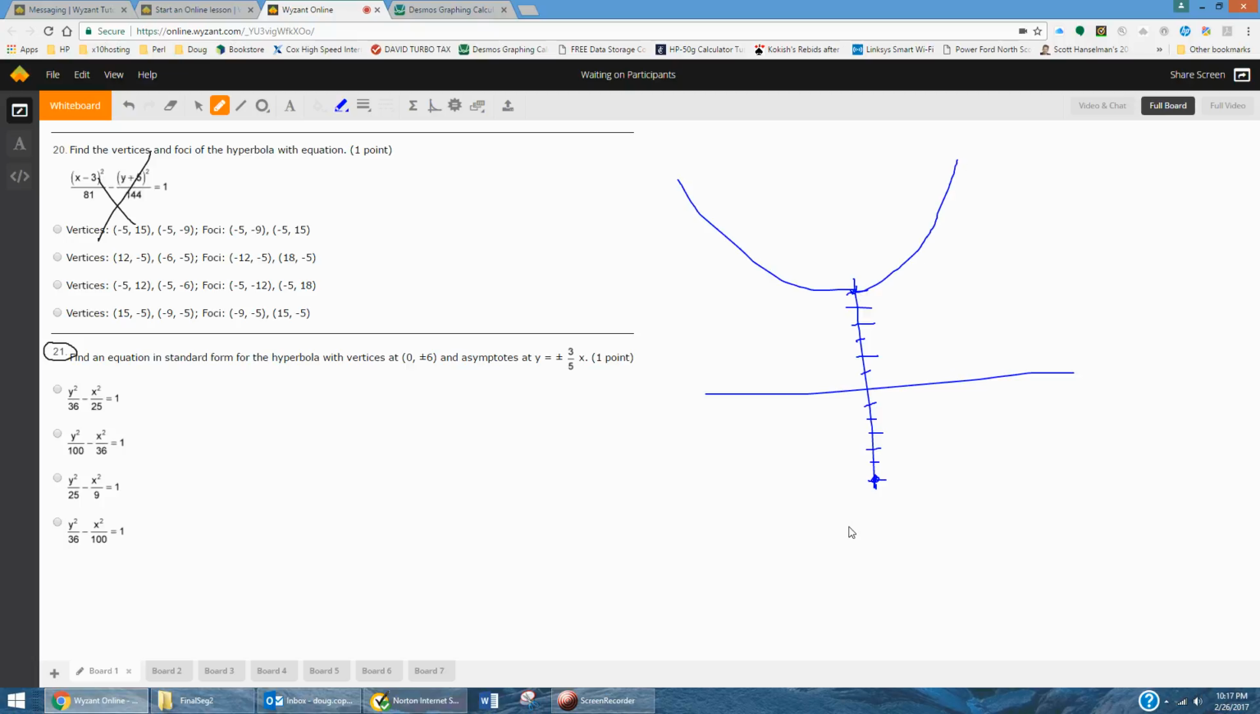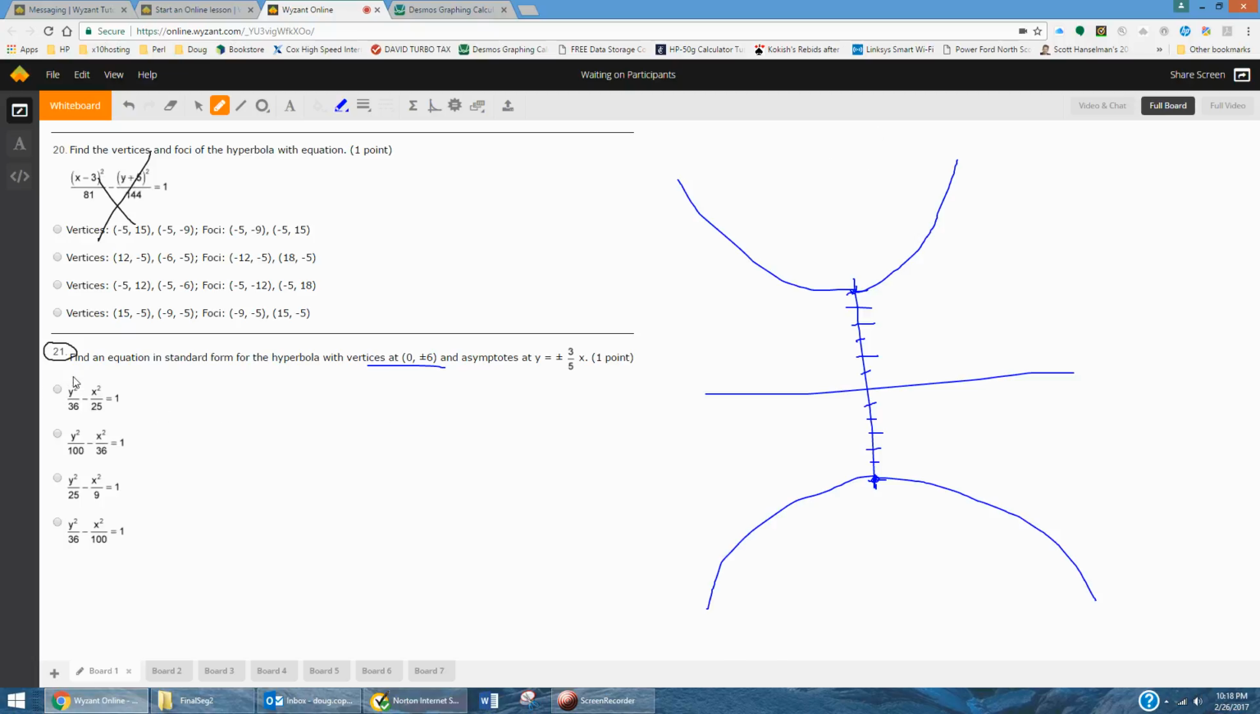And they go through the vertices. So those are the vertices. The branches go through the vertices, opening downward. If the vertices were along the x-axis, then they would open left and right. Okay. So when the parabola opens upward, like this, that means the y squared is first.